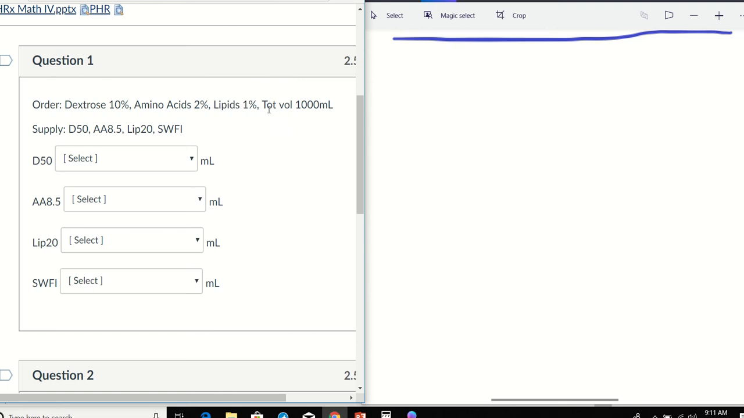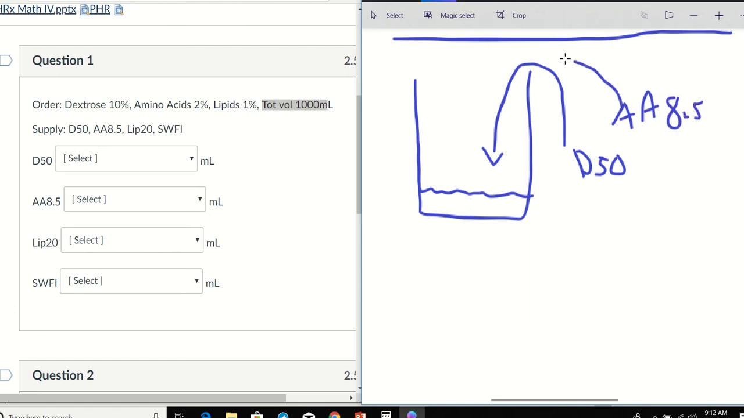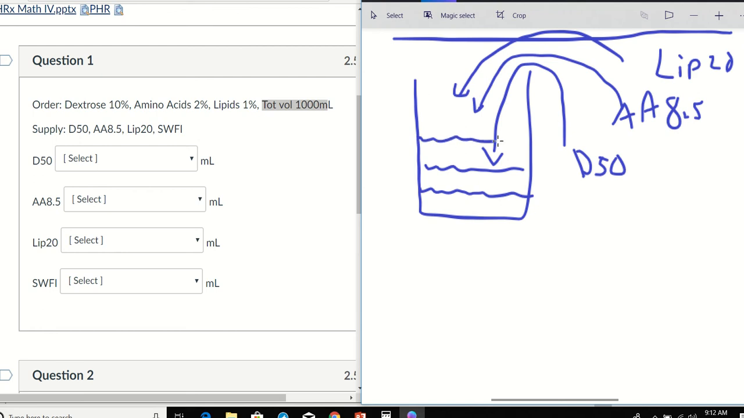And for this patient their entire TPN is 1,000. So you're going to start with an empty bag and you're going to use your supply. Here your supply is listed. You have some D50 and you're not sure how many mLs you're going to pour in, but it's going to fill it up to that much. Then you have amino acid 8.5. You're going to add some of that in. That's going to fill it up a little bit more. And then you're going to add in some lipids, in this case 20, and that's going to fill it up a little bit more.